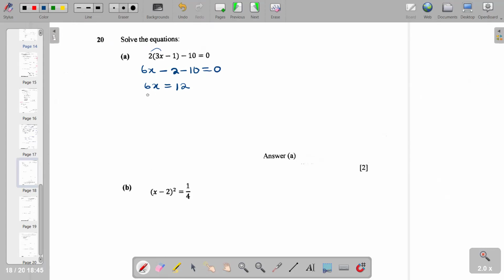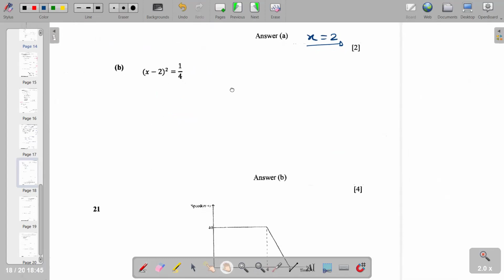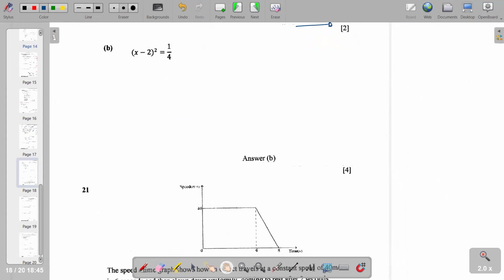Then dividing both sides by 6, it means our x is equal to 2 here. So here our x is equal to 2. That was a linear equation. Then we go to the next equation. We are solving this one. So alternatively, we are just going to say x minus 2 squared is equal to 1 over 4. Then we put a root sign both sides.